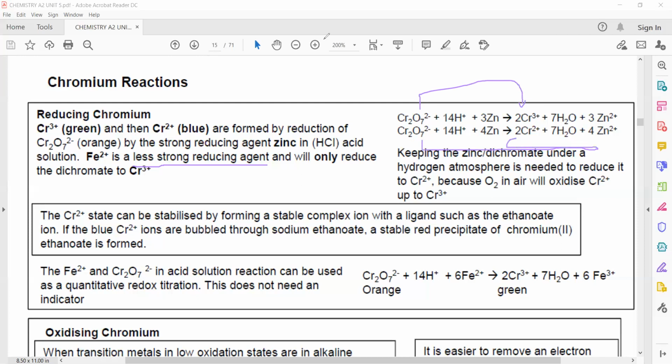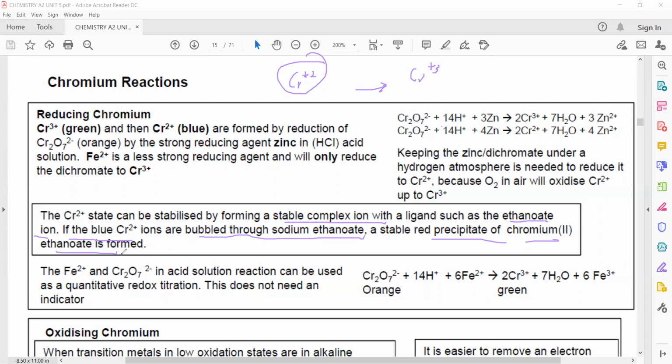When dichromate is converted into chromium +2, chromium +2 can easily be oxidized by the air and change into chromium +3. But we want chromium +2 only. So how can we keep this chromium +2? Chromium +2 can be stabilized by forming a stable complex with a ligand such as the ethanoate ion. If the blue Cr2+ ions are bubbled through sodium ethanoate, then a red precipitate of chromium(II) ethanoate is formed.